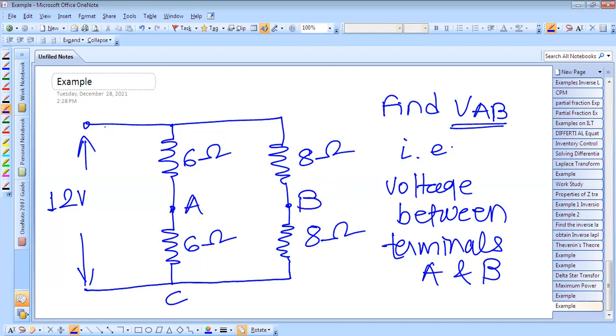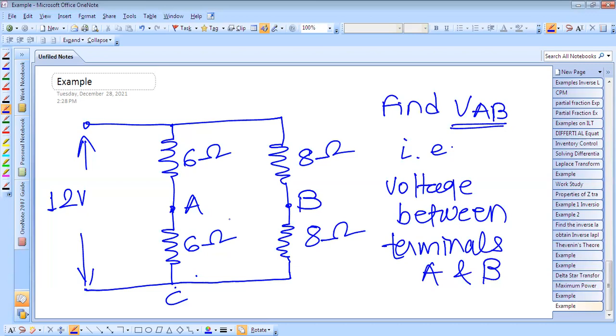So you know that this voltage is given, this is 12 volt, and we have to find the voltage between the terminals VAB. We can find this VAB when you know the voltage between VAC and VBC. So this VAC and VBC we can find by the voltage division method. Just by taking the difference of these will give you the voltage between the terminals VAB.